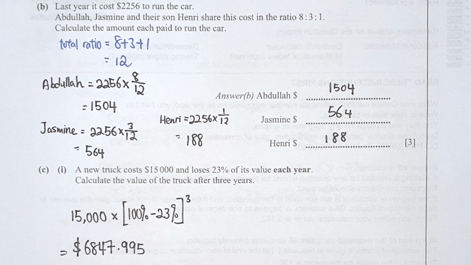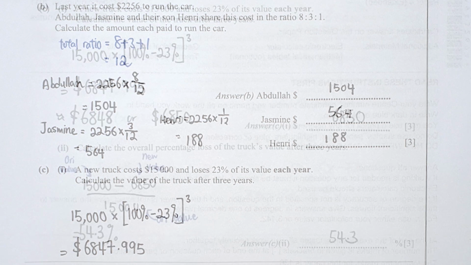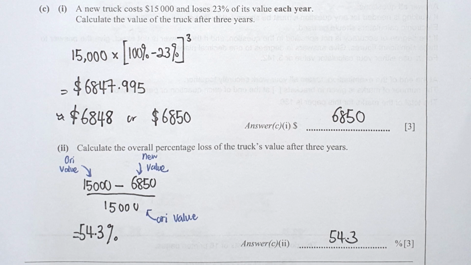Section C, the keyword here is 23% of its value each year. This is trying to hint that it is compounding, where they consider the loss first, and only then run the calculation. So you're required to take 15,000 times 100% minus 23% to the power of 3. The final result should be 6,847.995. After you round it to 3 significant figures, you should get 6,850.